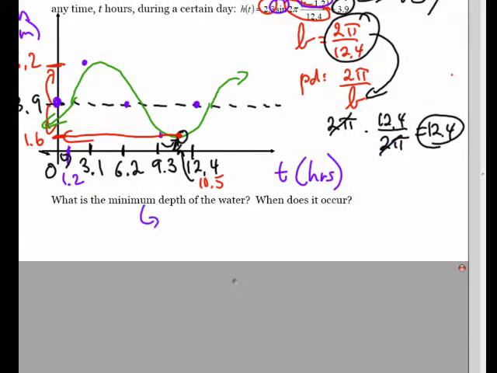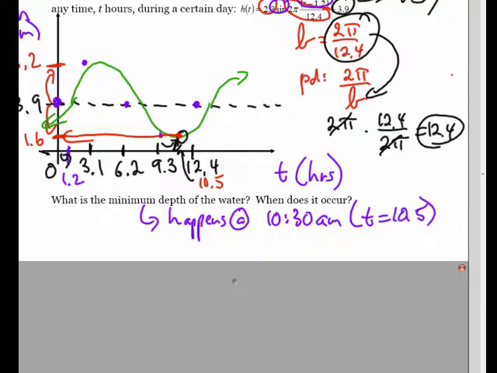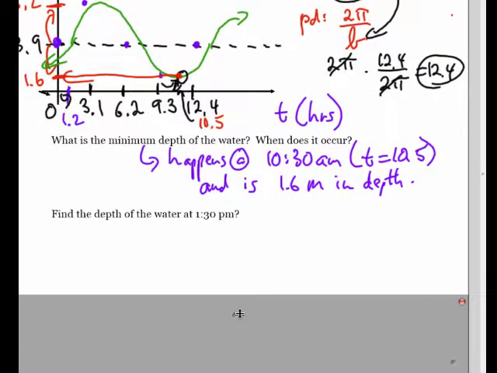So the minimum depth of water happens at 10:30 a.m. because that would be t equals 10.5 and is 1.6 meters in depth. So at 10:30 a.m. we're at low tide, and then we can see from the graph that the tide's starting to rise. The next question is, what's the depth at 1:30 p.m.?